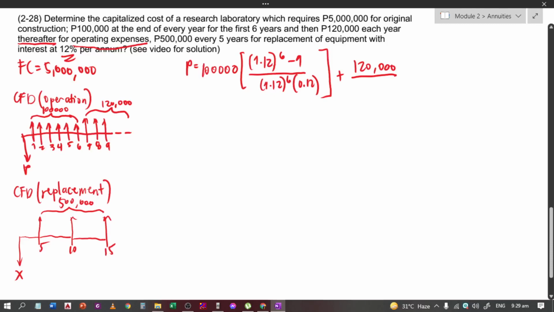Ayan. So again, ito ay continuous indefinitely, so perpetuity siya. Present worth is simply A over i. So 120,000 divided by 0.12. Pero again, yung first payment niya, nag-start siya sa year 7. Since nag-start siya sa year 7, yung present worth na ito talaga ay nandito sa year 6. So, i-compound pa natin siya papunta sa year 0, so times 1.12 raised to negative 6. So, P equal to, wait lang.